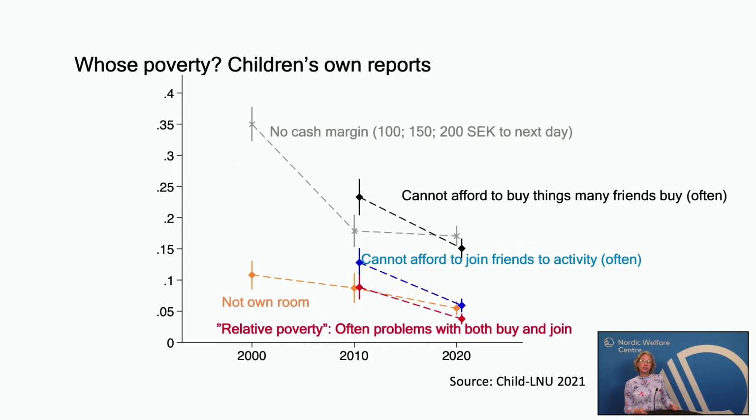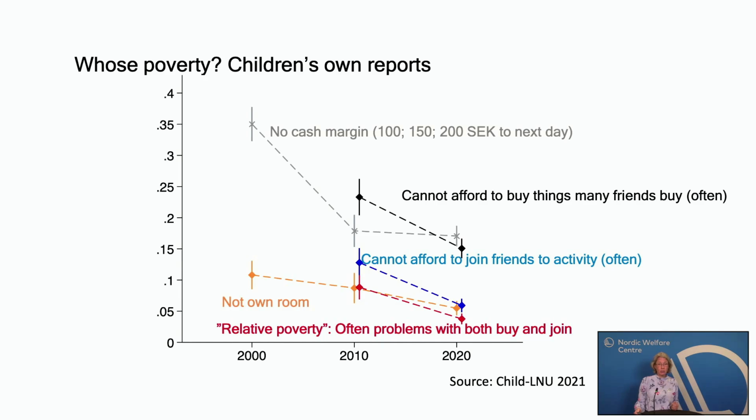And here I'll show some trends. First we ask these kids whether they have a cash margin, whether they can afford to get, and this changes also over time, now it's 200 Swedish krona to the next day, in case they wanted to go to the cinema or have a meal with friends. And we see that increased sharply from 2000 to 2010, and then it's been stable.